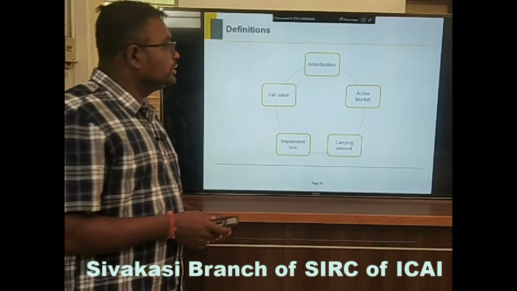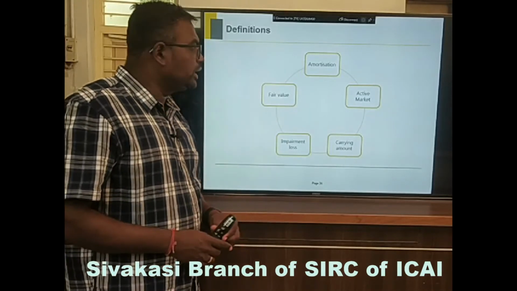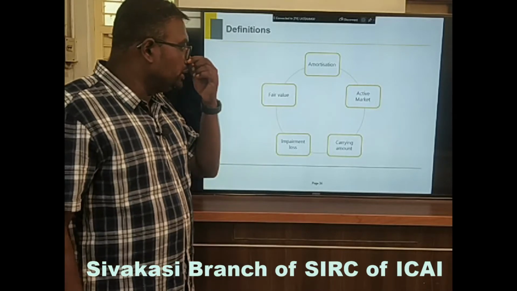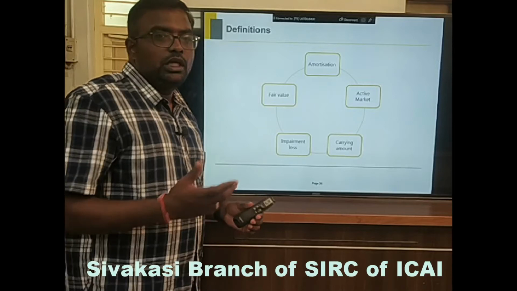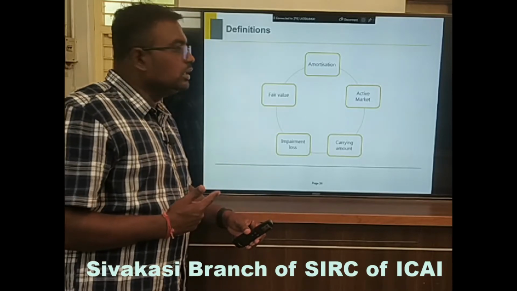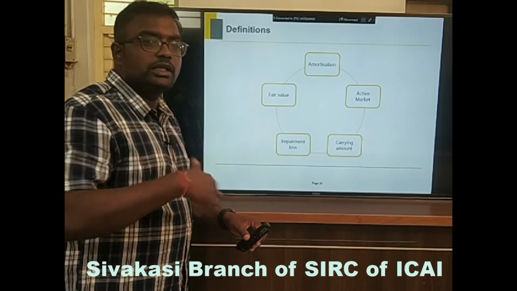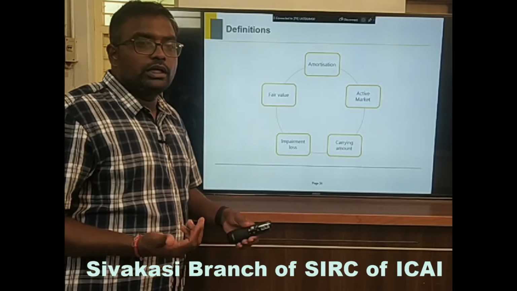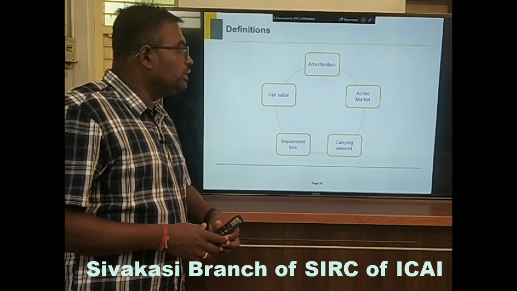So amortization, active market. Amortization is nothing but the depreciation of intangible assets. The name is just different. Active market, they say, is for impairment loss. We'll see what is impairment loss. If I want to measure an impairment loss, I have to identify the selling price in an active market. Active market means you are able to get a buyer and seller easily without much effort.